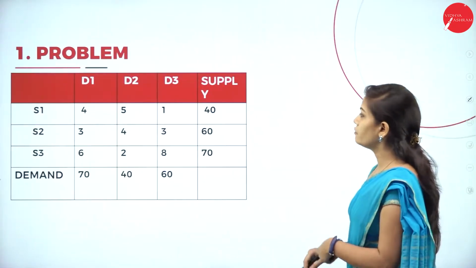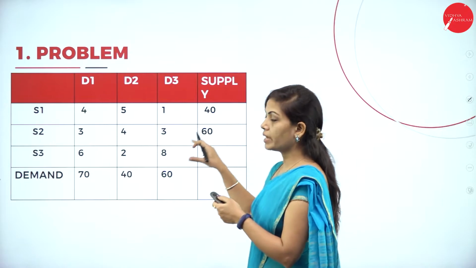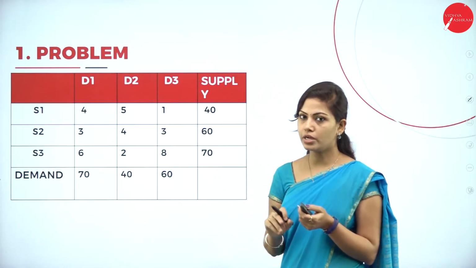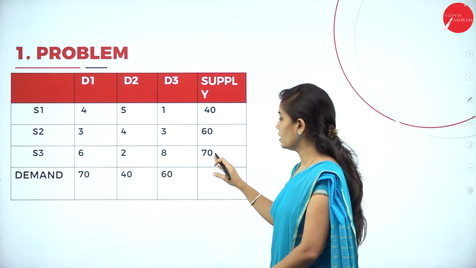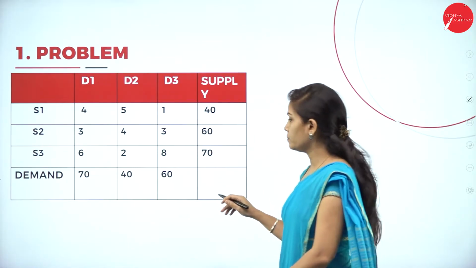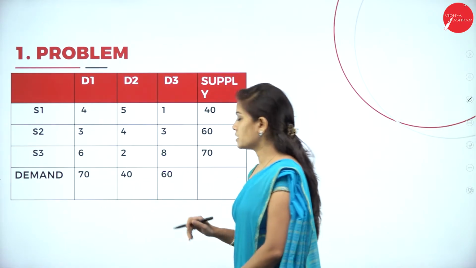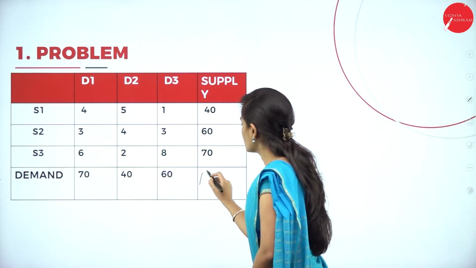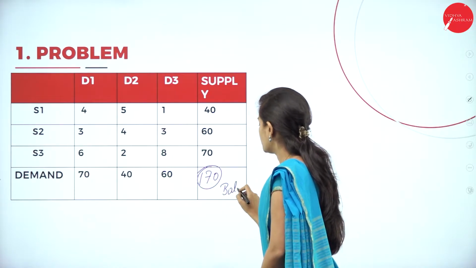Let us understand with an example step by step. First, you have to check whether it is balanced or unbalanced. The supply values are 40, 60, 100, and the demand values are 70, 170, and 70. 40 plus 70 is 110, plus 60 is 170. So it is a balanced problem.